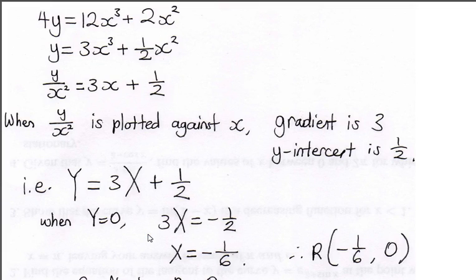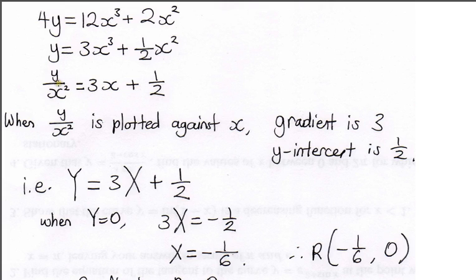Okay, in this question we are given the equation 4y equals 12x cubed plus 2x squared. Next, we are given that this is a plot of y over x squared against x. So in order to change it into a straight line in that form, we need to manipulate this equation, and we get y equals 3x cubed plus half x squared by dividing 12 by 4, and then we divide again by x squared to obtain this. y over x squared equals 3x plus half.